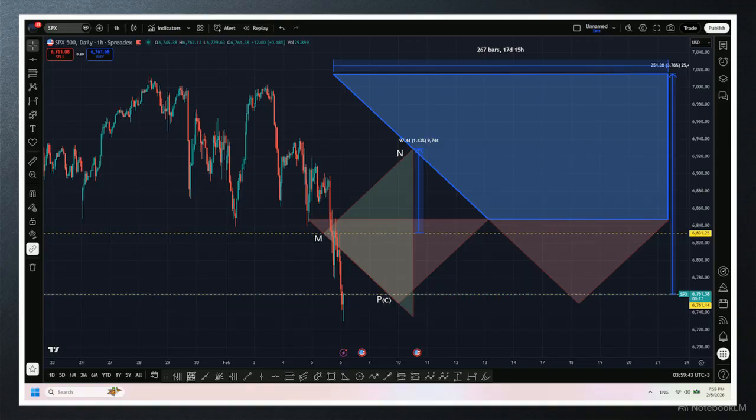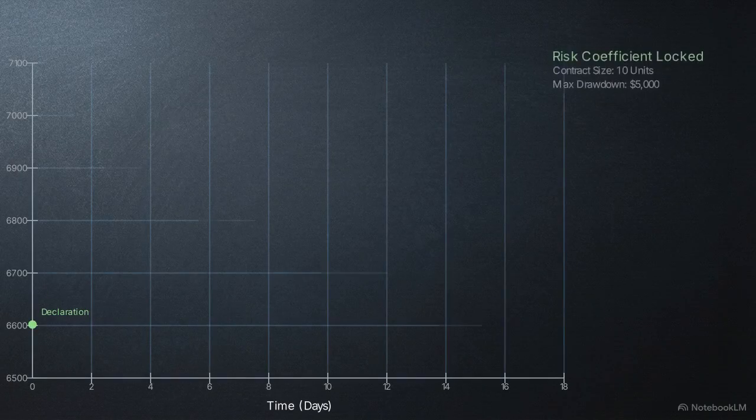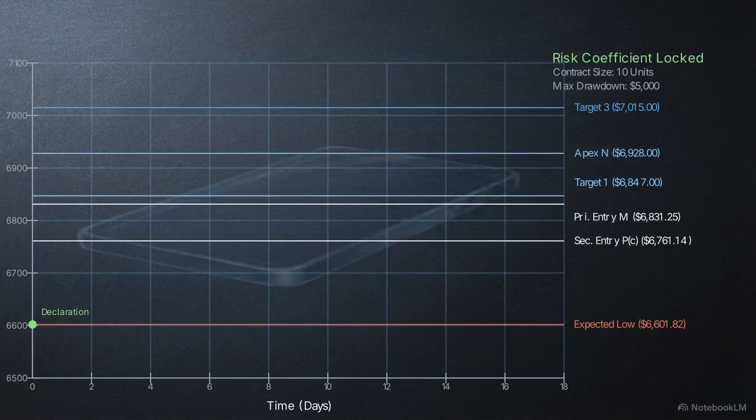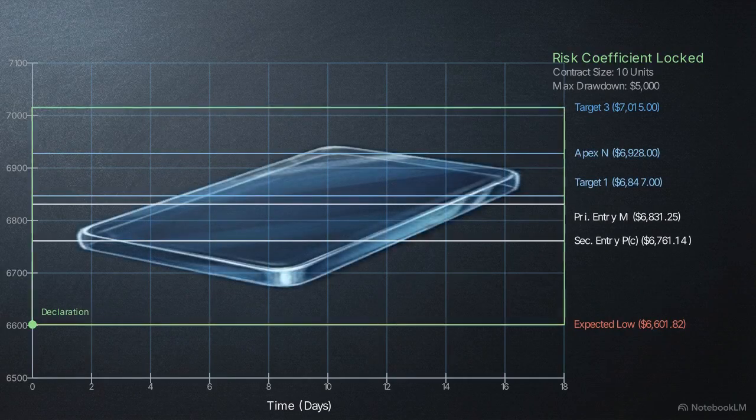That structural setup is bound by the large blue trapezoid you see here, which dictates a rigid 18-day primary deadline for the cycle to resolve. Within this geometry, the model plots exact upward objectives: target 1 at the lower boundary, target 2 at apex N, and target 3 at the trapezoid top, representing a peak price level of $7,015. These fixed coordinates establish the definitive baseline. Any future risk reallocation or structural measurement must be calculated against this exact initial grid.